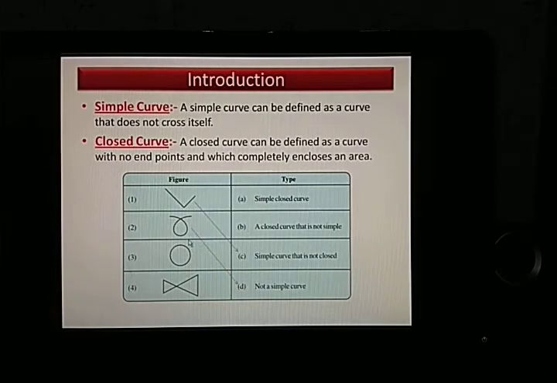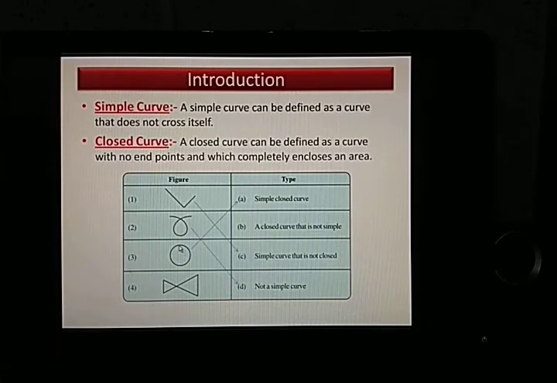Now the next one, it is not a simple curve. This is not a simple curve because it has crossed itself. This side and this side, it has crossed itself, overlapping on one another. So it is definitely not a simple curve.